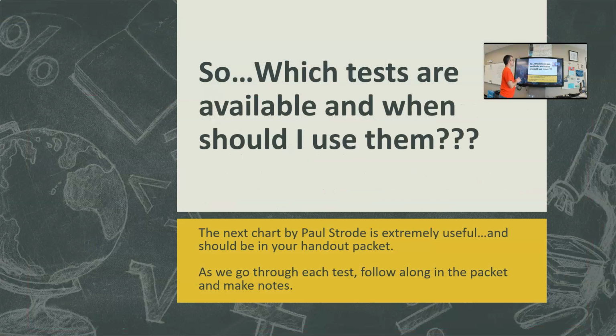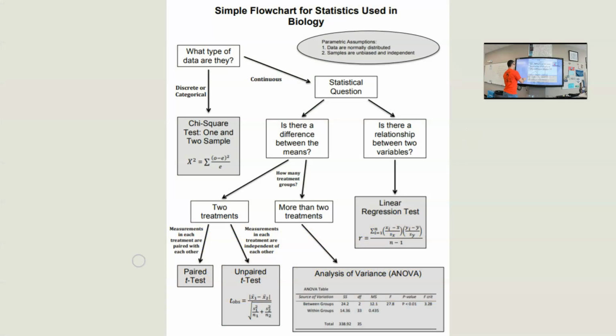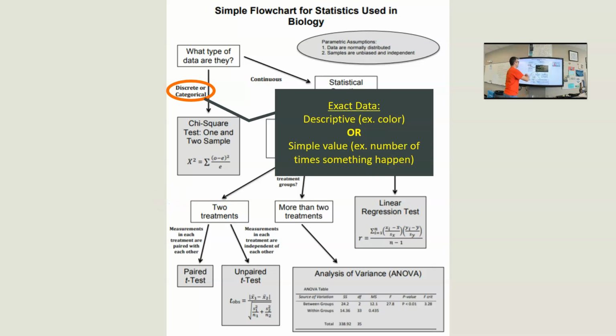All right, so which tests are available and when should I use them? The next chart is awesome. It is online on the MAST website. Please use it. Okay, so if you look at this, you've got this sample flow chart, and he says for statistics using biology, it's all science, all right? So you have to start with what type of data you are looking at. The first one we look at is this chi-square test. When do you use that? Use it when your data is discrete or categorical. What the heck does that mean? It means you're looking at exact data, something that's descriptive, like I'm looking at color.